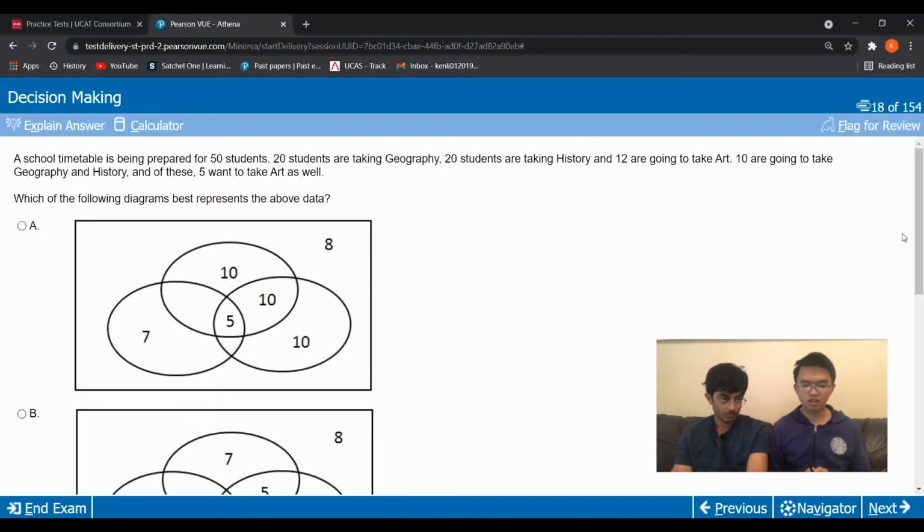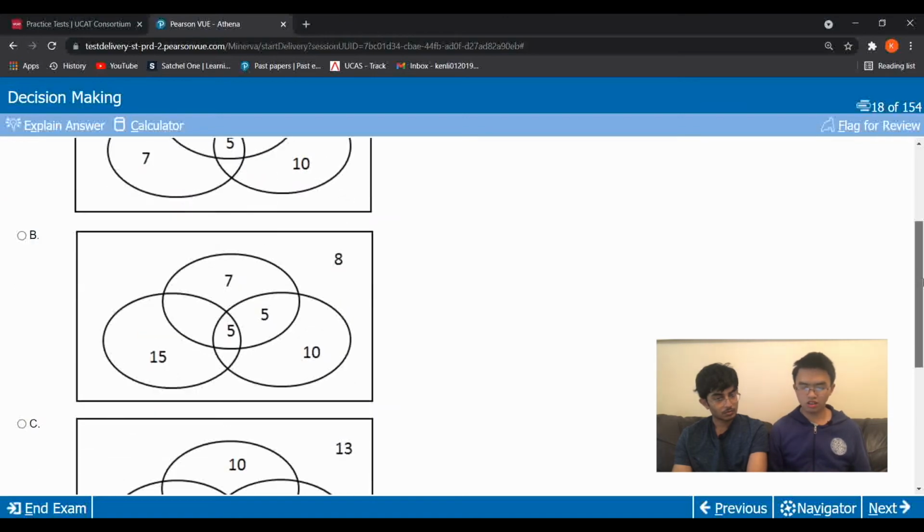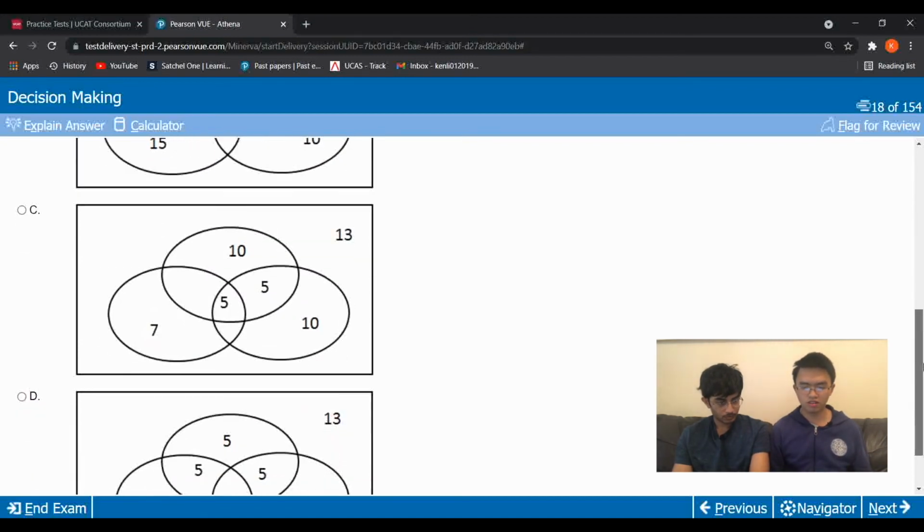So, for example, because 20 students are taking geography, 20 are taking history, and 12 are taking art, then A is wrong because one of the rings adds up to 25, the other adds up to 25, and then the third adds up to 12. B could be right because each of the rings adds up to 20. Well, the bottom two add up to 20 and the top one. Okay, so the top one adds up to 17, so that makes B wrong.